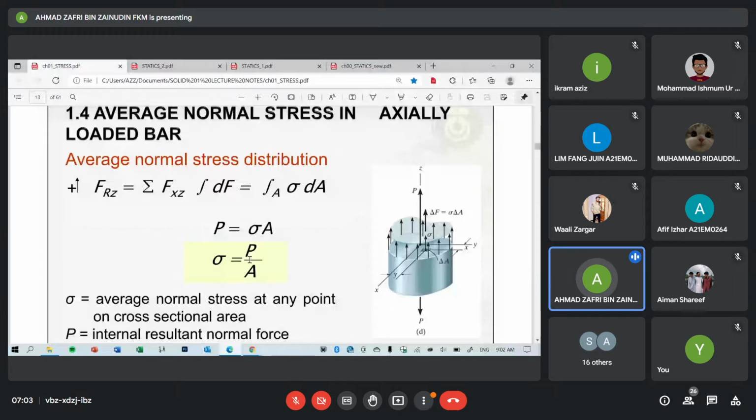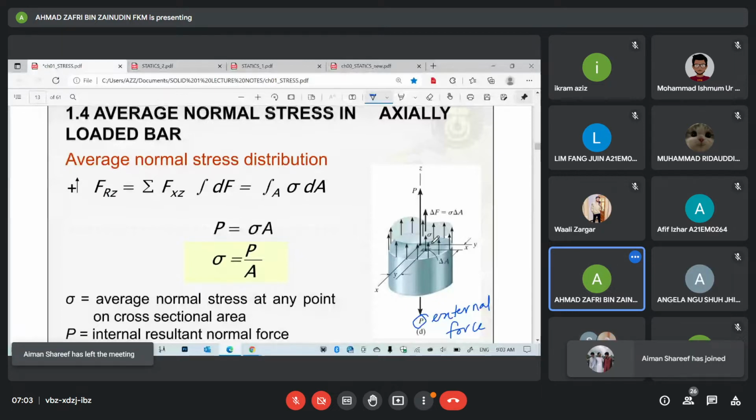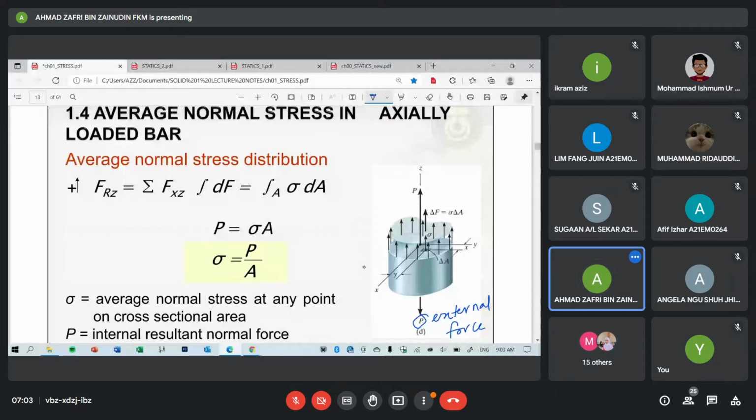We have done internal loadings, right? So to calculate the normal stress on this section, on this area here, we need the normal internal force. In this case, it is equal to P. This is the internal force. The one that we input in the formula is the internal force, the result of the total.